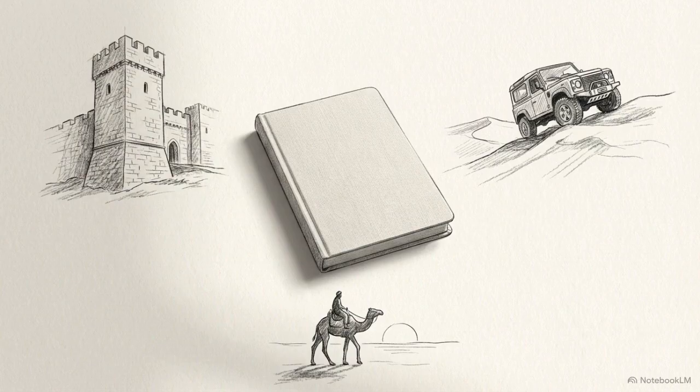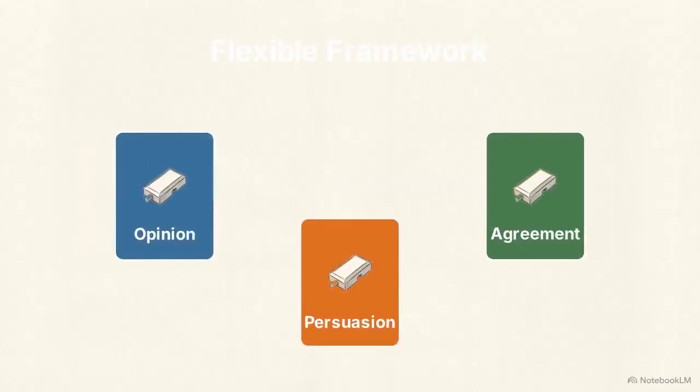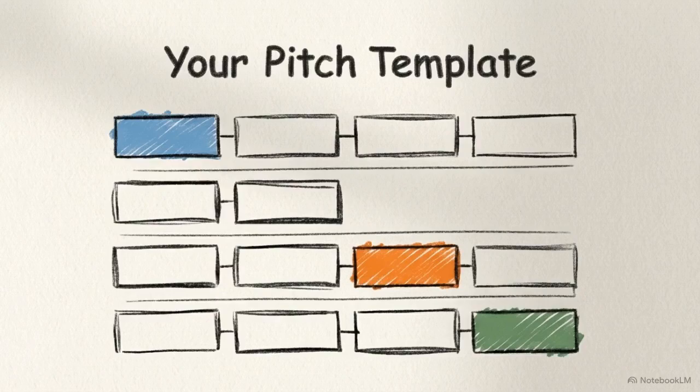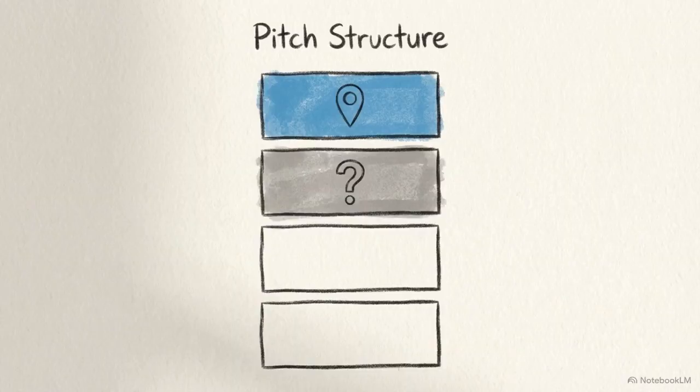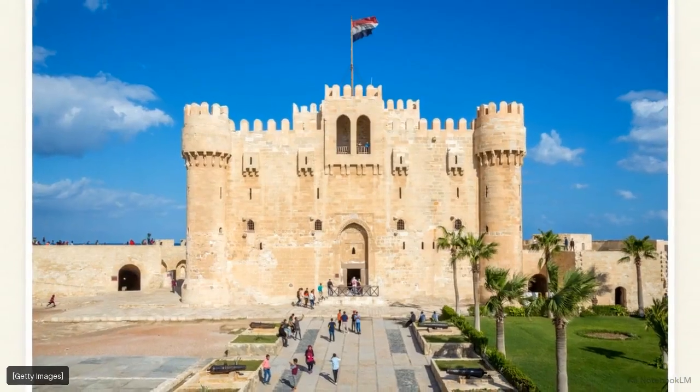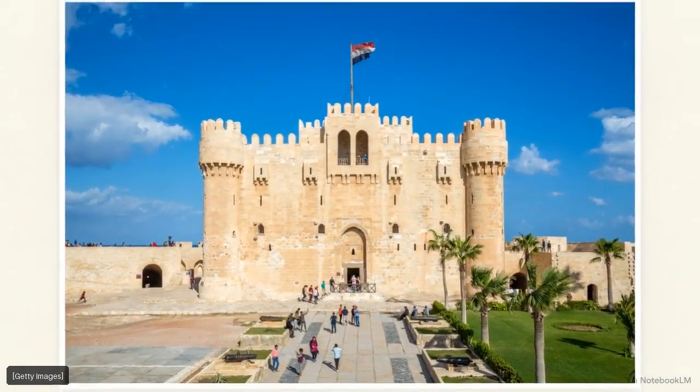Regardless of the trip you picked, the language chunks remain exactly the same. You are learning a flexible framework that applies to any topic. Let's build your pitch. This template structures the 4-sentence paragraph you are going to write right now. You'll start with a blue chunk and your destination, acknowledge your partner's doubt, counter it with an orange chunk and a benefit, and finish with a green chunk. Here is how that looks in practice, using the Alexandria Fortress as the example.